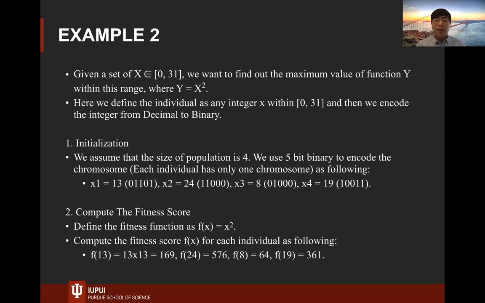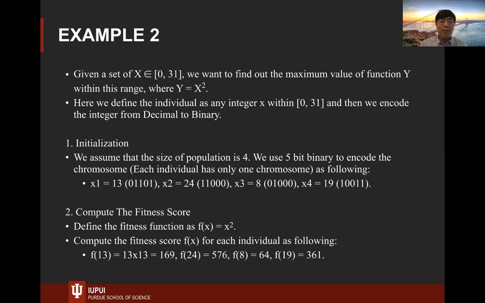So here we use 5 bits, and note that each individual has only one chromosome. So we randomly pick 4 individuals, meaning we randomly select 4 numbers within this search space. The 4 numbers at the beginning are 13, 24, 8, and 19. So we encode these 4 numbers into binary. You can see the binary follows the number. For example, for the first individual, the number is 13, so its binary is 01101.